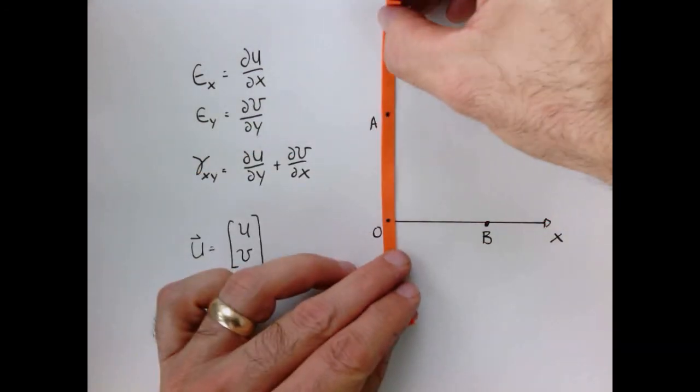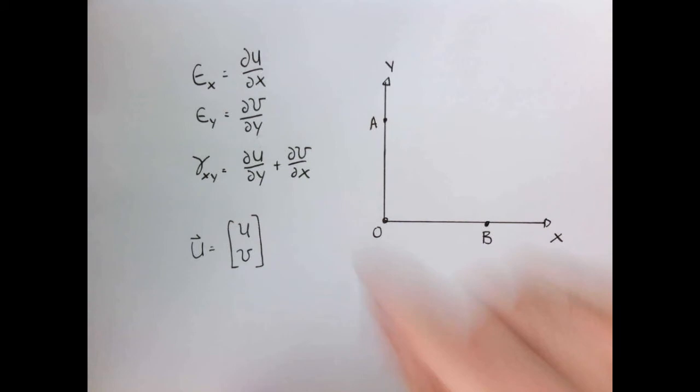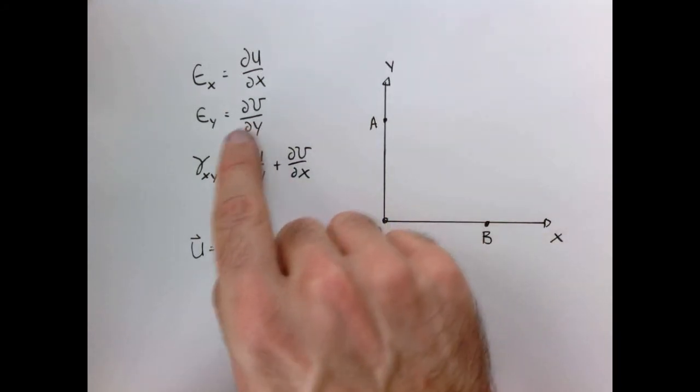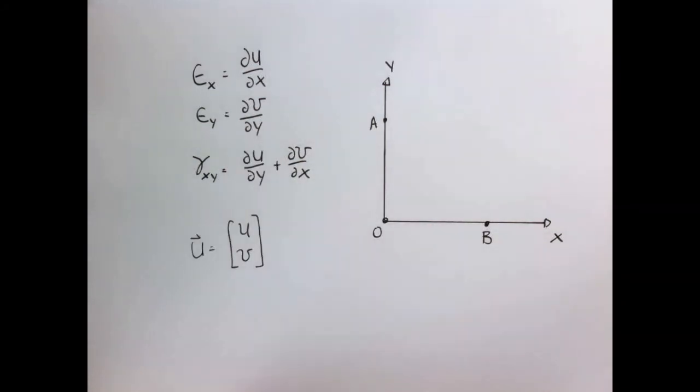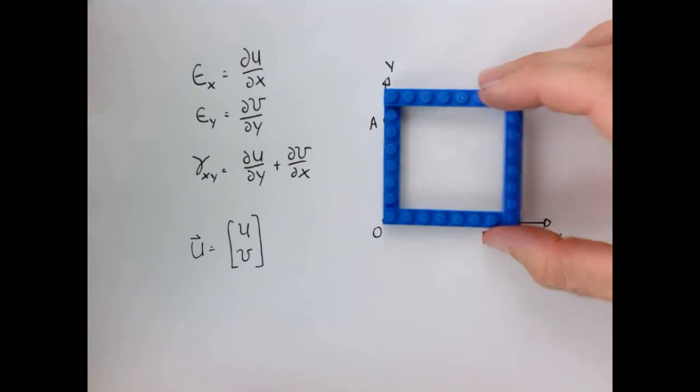Likewise, for here, everything is exactly the same. The strain in the axial direction is given by the derivative of the vertical component of the displacement field with respect to the y direction. Shear strain we can understand with our Lego model again.